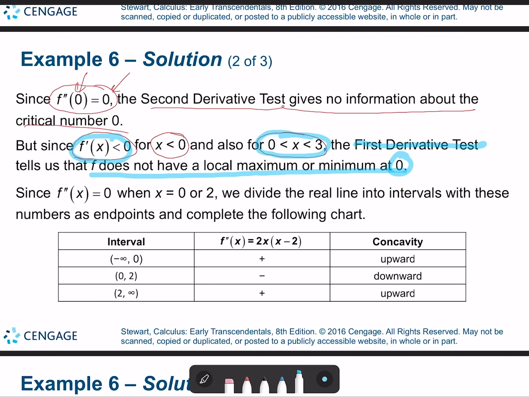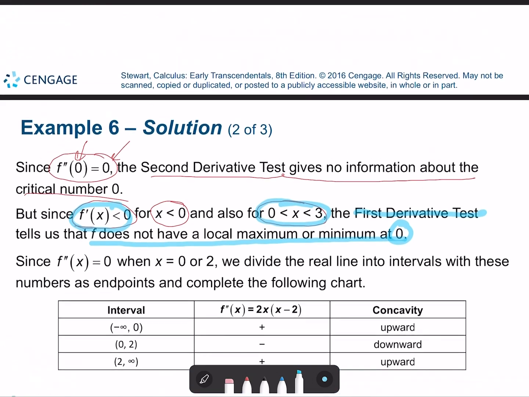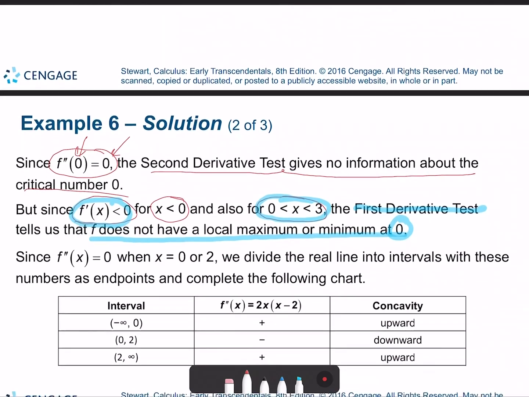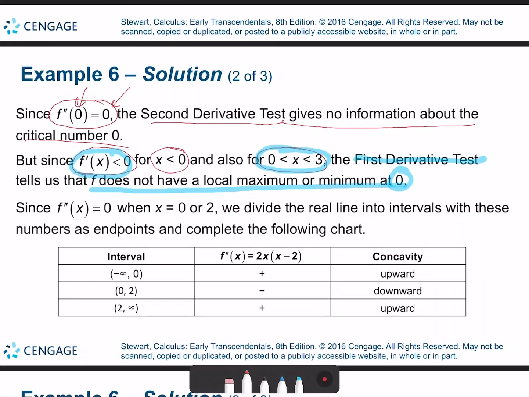However, there was that other x-coordinate, the x value of 3. The second derivative, when x equals 3, was positive, which means that our graph is concave up, which means it's going to have a local minimum at a point that has an x-coordinate of 3. What does this next slide say, if anything, about that point?